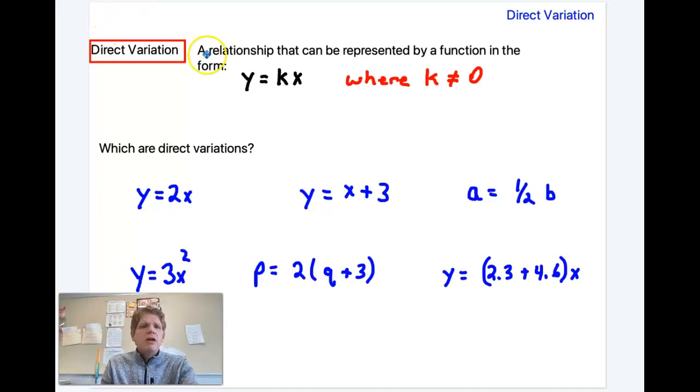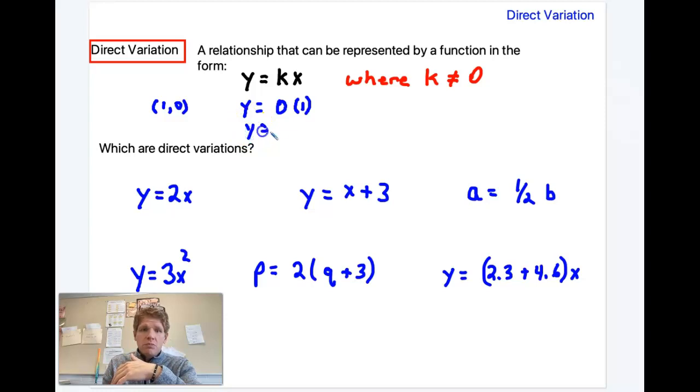So we just talked about the form for any direct variation being y equals kx. One other thing to note is that y is equal to kx when k is not equal to 0. So if k is ever equal to 0, then whatever we multiply k by will give us 0. So if x was equal to 1, and we multiplied it by 0, then y would be equal to 0. So we'd have (1, 0).